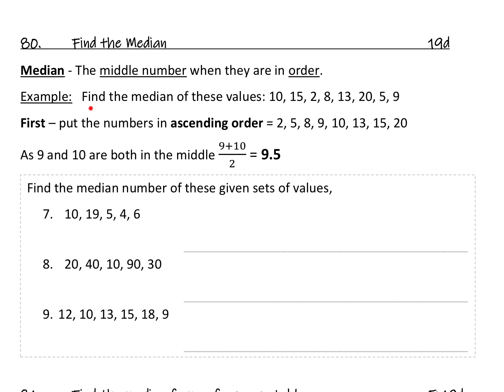So for example, the median of these values, 10, 15, 2, 8, 13, 20, 5, and 9, is, well, first of all, I need to put the numbers in ascending order, from smallest to biggest. Or you could do biggest to smallest, but as long as it's in order of size. And how many values are there? 1, 2, 3, 4, 5, 6, 7, 8. So, which one's the middle one? Well, 9 and 10 are both in the middle.